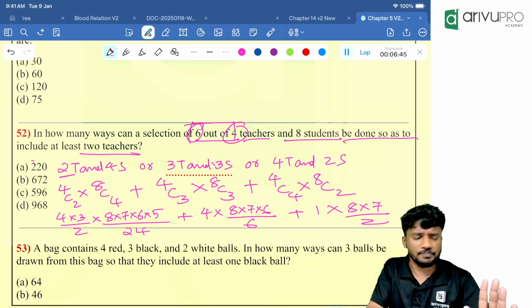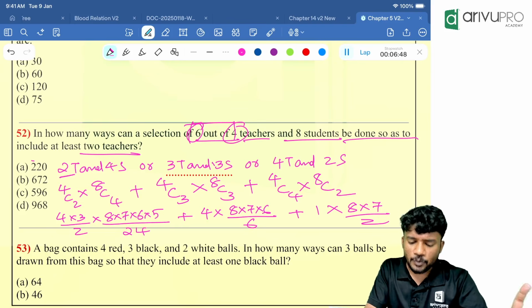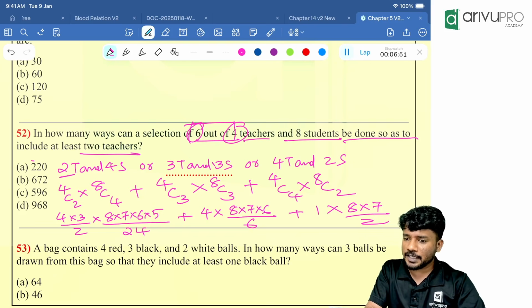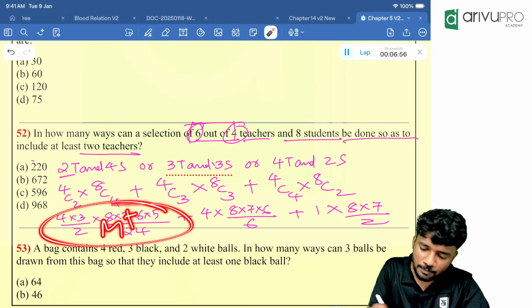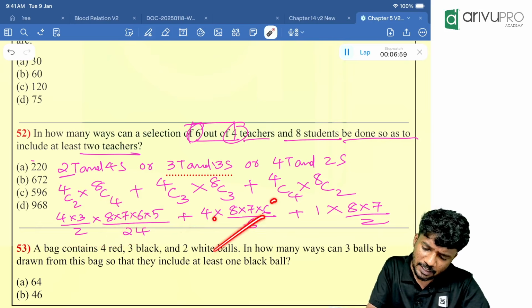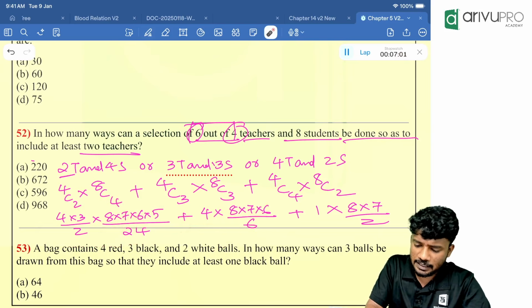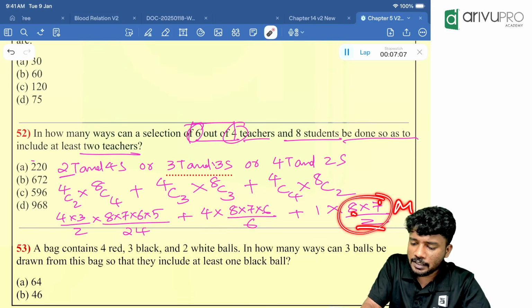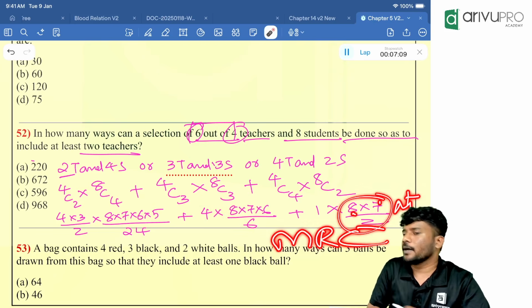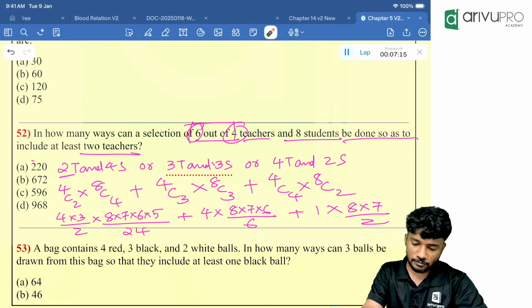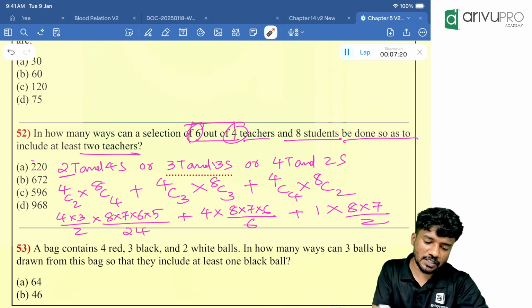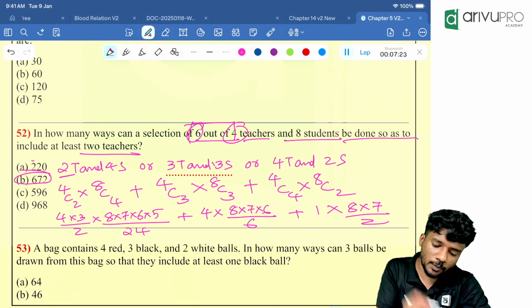So just use calculator. How to use calculator? 4 into 3 into 8 into 7 into 6 into 5. Divide by 2. Divide by 24. Then click what? M plus. Then here also 4 into 8. Here you can directly cancel. 4 into 8 into 7. Then click M plus. Then 8 into 7 divided by 2. Click M plus. Finally click what? MRC. You will get the answer. How much is the answer, people? 672. Okay. Yes.